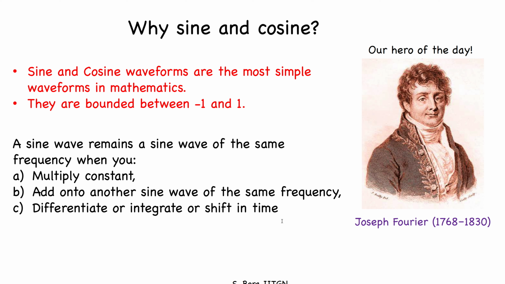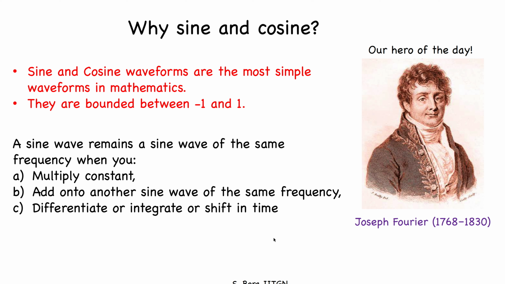So why sine and cosine? Because sines and cosines have an interesting property. They are the simplest waveforms in mathematics. Their values are bounded between -1 and +1, and the interesting thing is that a sine wave remains a sine wave of the same frequency when you multiply it by a constant. If you multiply sin omega t by 1 or 2, the frequency will not change. Or if you add it to another sine wave of the same frequency, it will still remain a sine wave of the same frequency. Or if you differentiate or integrate it or shift it in time, the frequency will not change.